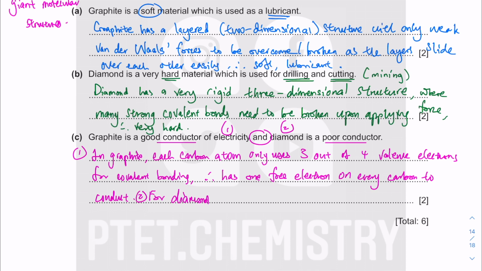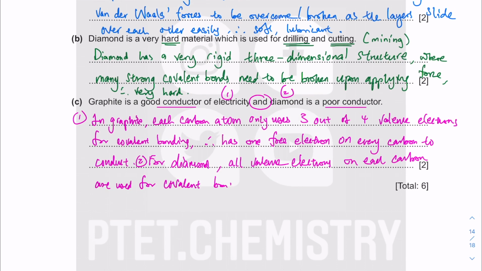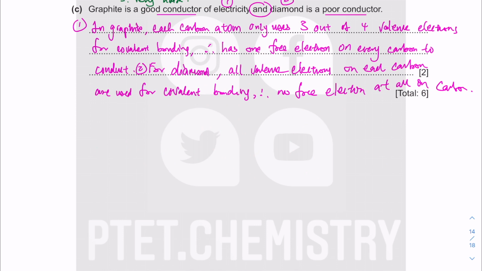But for diamond, because they're asking for both of them, there's 1 and 2, so always structure your sentence like this. For diamond, all valence electrons on each carbon are used for covalent bonding. If you know the structure of diamond, each carbon is bonded to 4 other carbons. Therefore, no free electrons at all on carbon. So no electrons left on each of the carbons in diamond, so you can't conduct electricity there.